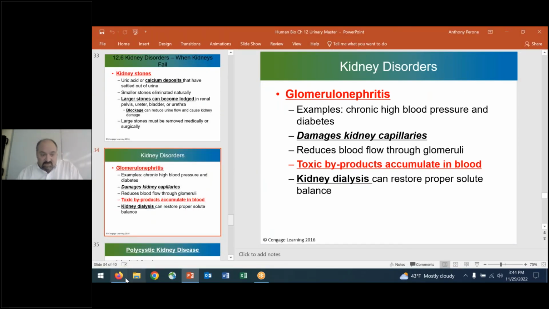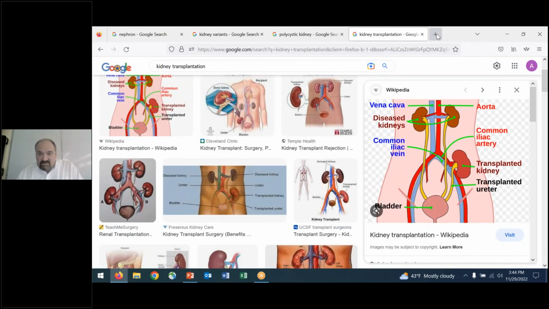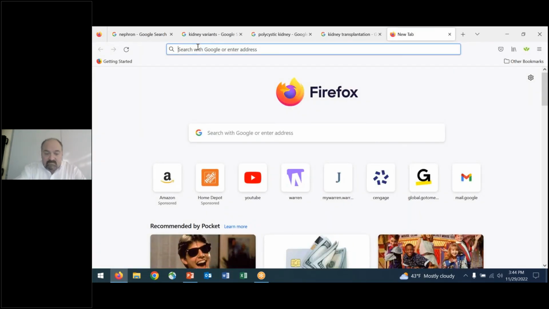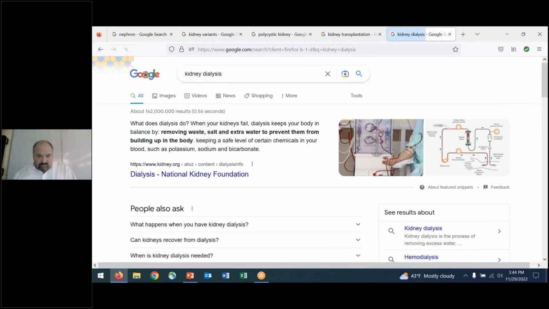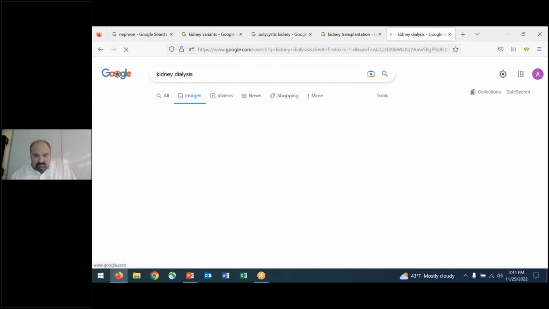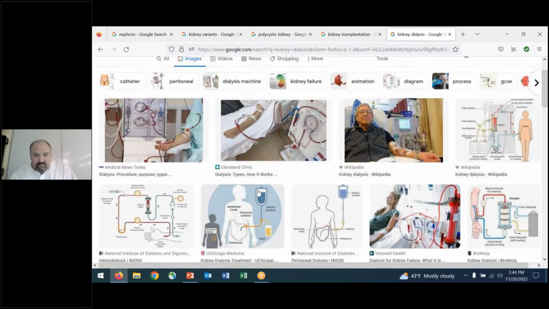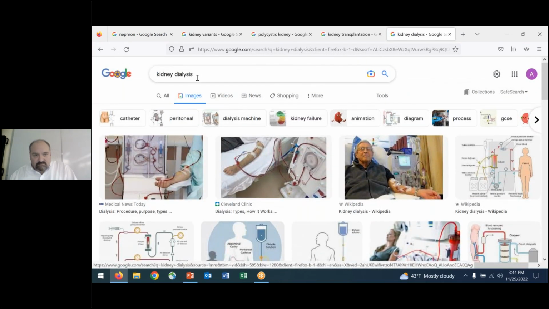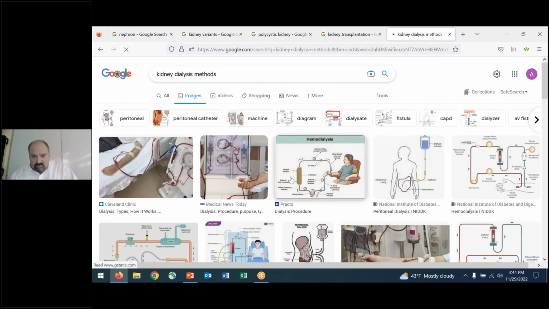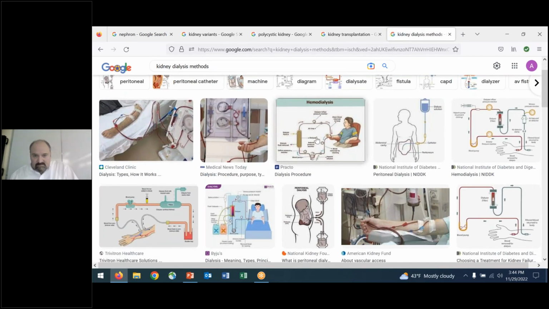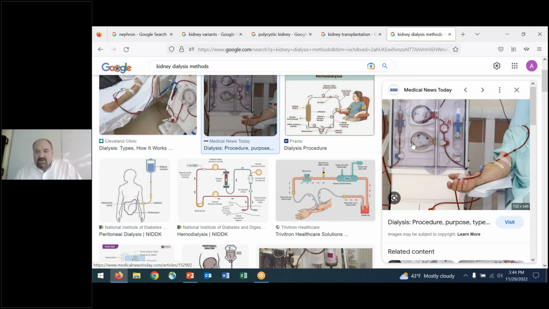I want to show you an image. First, I'm going to show those online here. Let's see. So folks, this is hemodialysis. This is filtering the blood externally. I want to show you all here on campus.